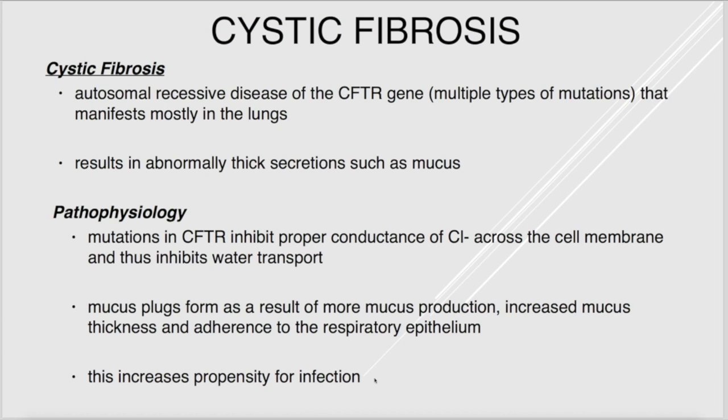Cystic fibrosis: this is a genetic disease. It's autosomal recessive, and it's due to a mutation in the CFTR gene, which is a chloride conductance channel in the membrane. And the problem with this is when you don't conduct chloride properly, you also don't conduct sodium. And when you don't conduct sodium, you don't conduct water. So what happens is you get this abnormally thick mucus that's produced. And this affects multiple organs, but the most severe manifestations occur in the lungs. That's why we talk about it here.